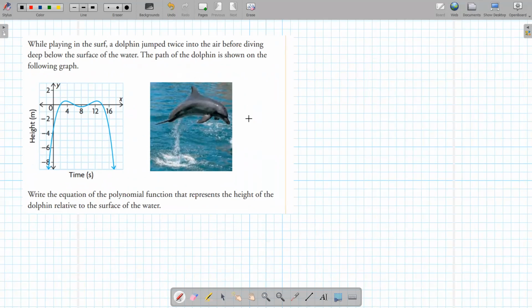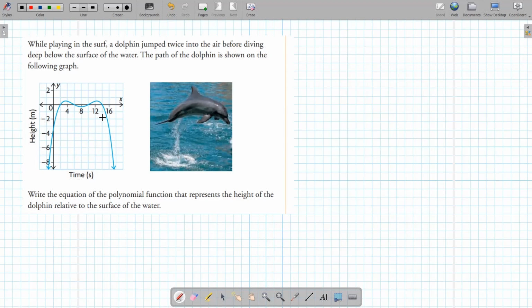Does it make sense for the height to be negative? Yes, it does, because the dolphin is going to go underwater, so it does make sense. Now we need to come up with an equation, right? We need to come up with an equation.